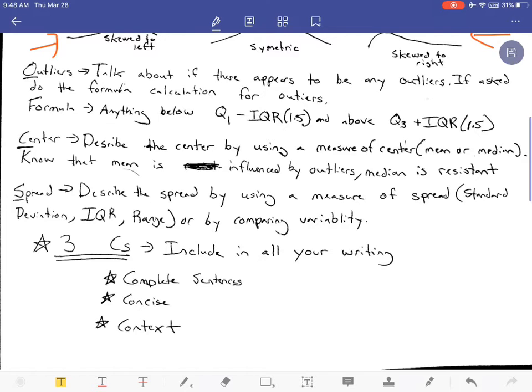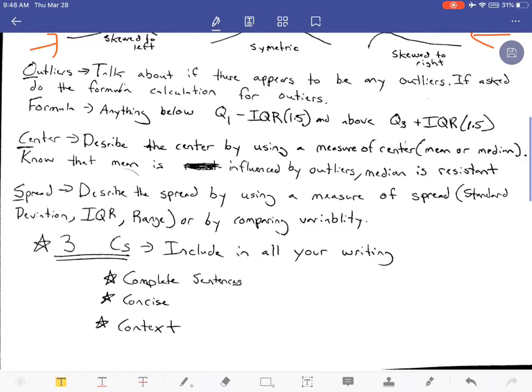Okay, but since the median is just the middle point, if we have a really, really high point, that's not going to influence our median, as opposed to if the highest point was just 1 or 2 above the next highest point. So we say that the mean is influenced by outliers, and our median is resistant to outliers. So when you're talking about center, you want to use one of those 2 different measurements to give a nice quantitative summary stat to describe where the center is.